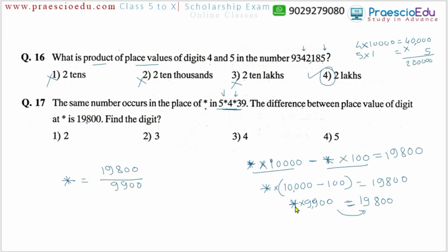Because here it is multiplication, we divide both sides by 9,900, so 9,900 and 9,900 are gone, and the remaining term is as it is. Now 198 over 99: the 100s cancel. 99 twos are 198, so the star, the unknown digit, is 2. This 2 is mentioned in our option number 1.